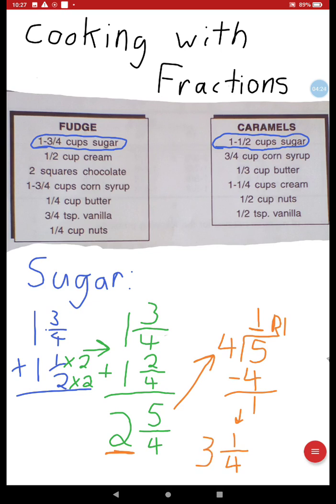Awesome. Now I need to find the label. What label would make the most sense? Well, it's a little bit easier today because it's right up at the top. Cups of sugar. So I'm going to write cups. So how much sugar do you need to make sure you have in order to make the fudge and caramel? You need to have a total amount of 3 1/4 cups.